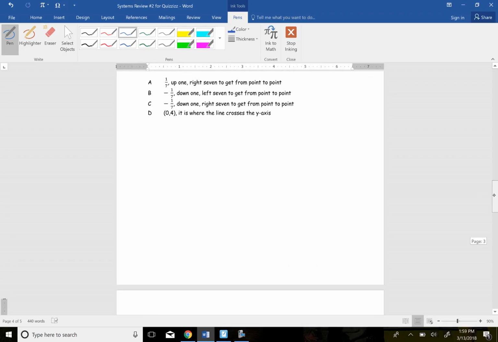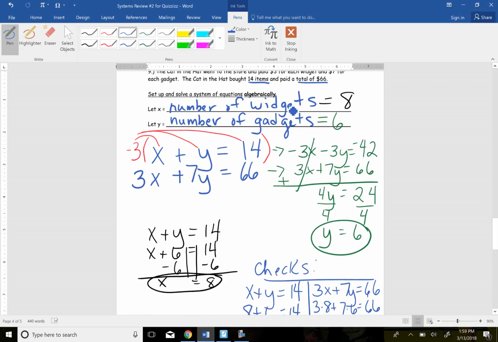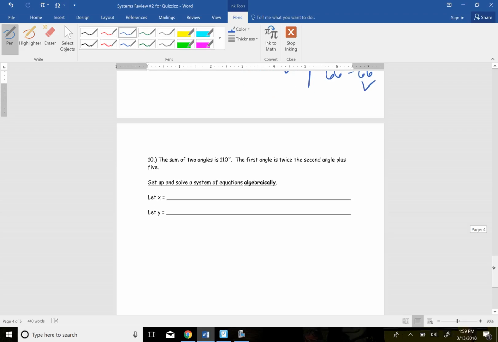So I can go back. My solution is right up here. The number of widgets is 8, the number of gadgets is 6, that's y, that's x. Done. On the back, again, you have let statements set up.